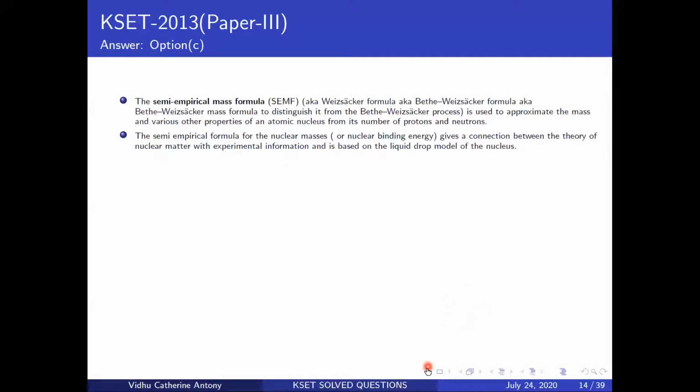Basically, this formula is based on a theory called the liquid drop model. I think it was given by Gamow, I'm not sure. So this is the formula which is based on the liquid drop model. Let's look at the whole idea. If the atomic mass is given in terms of A and Z, how can you write it?